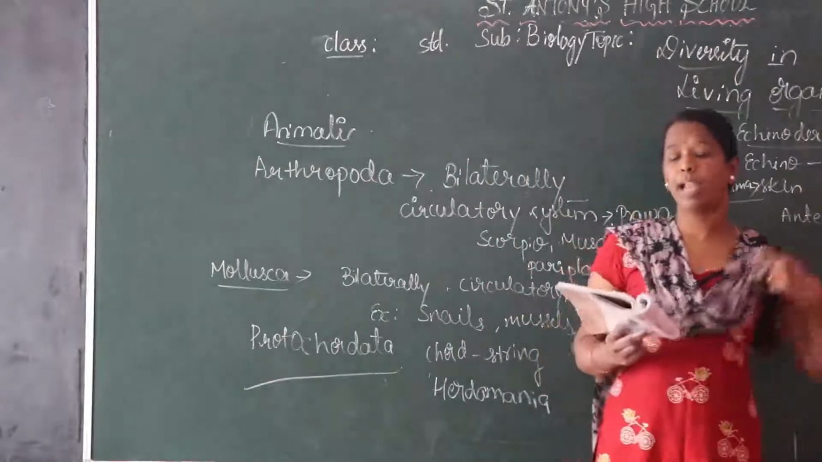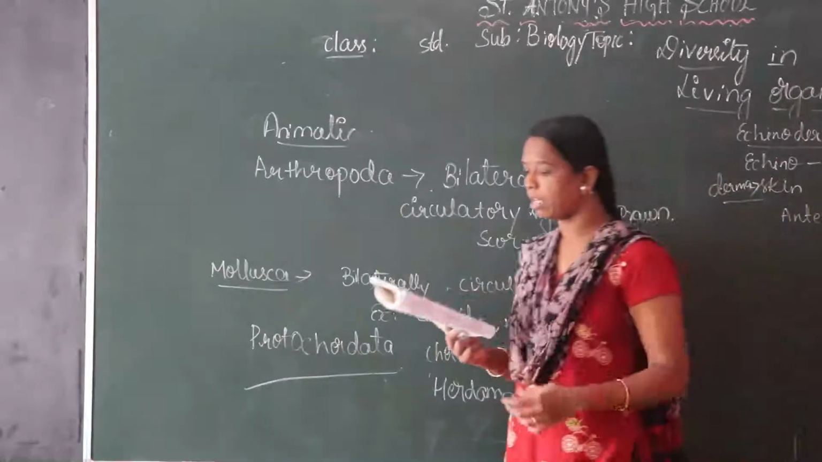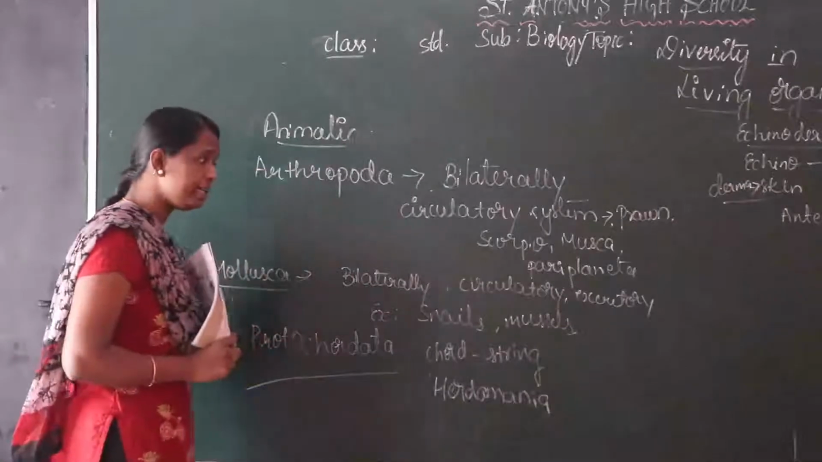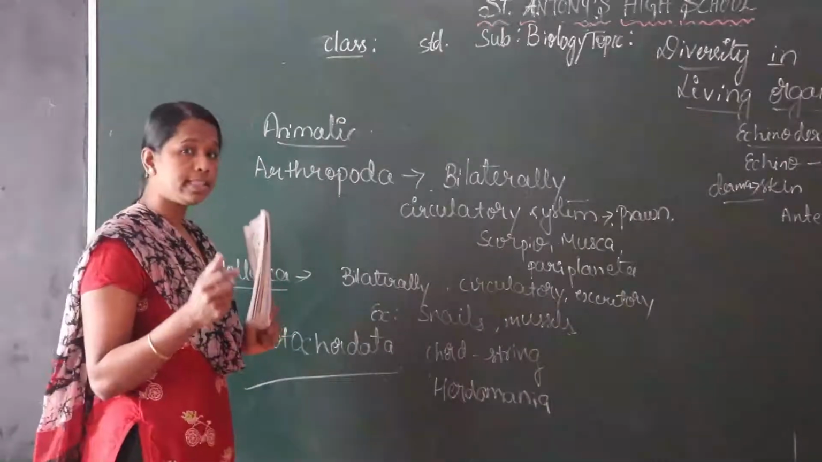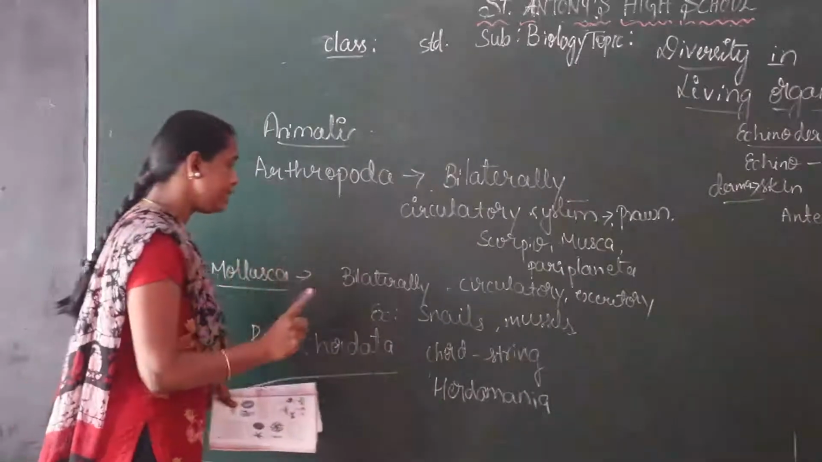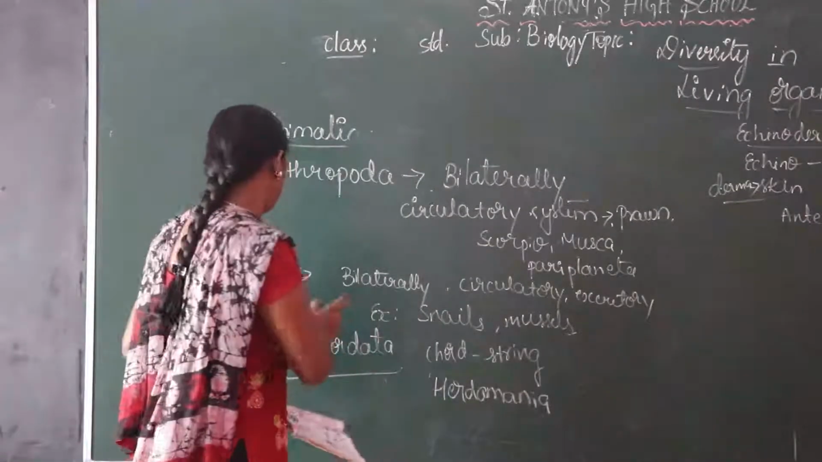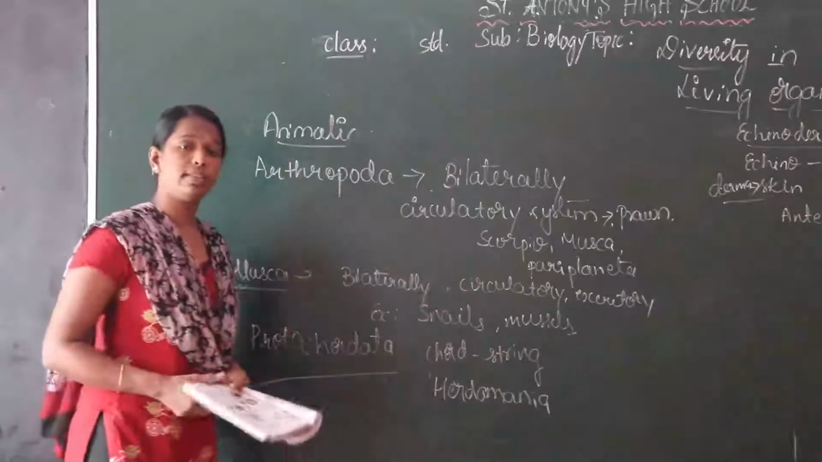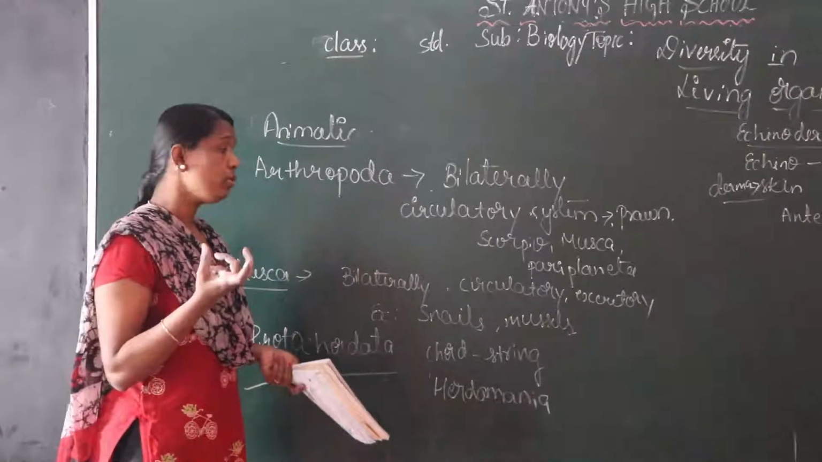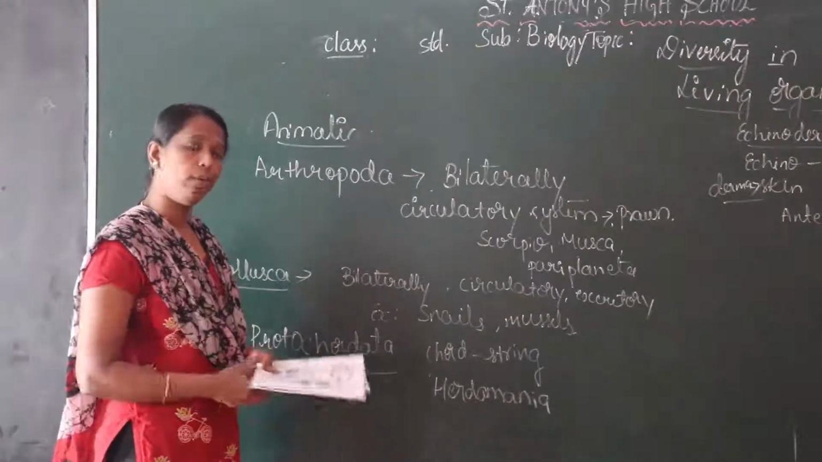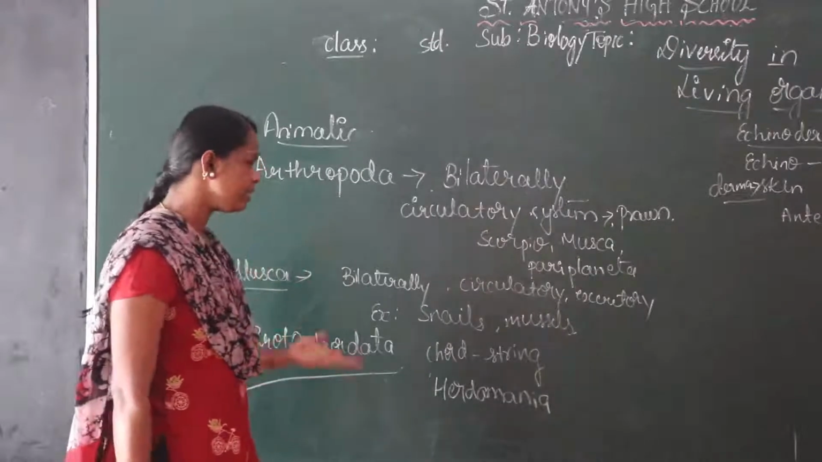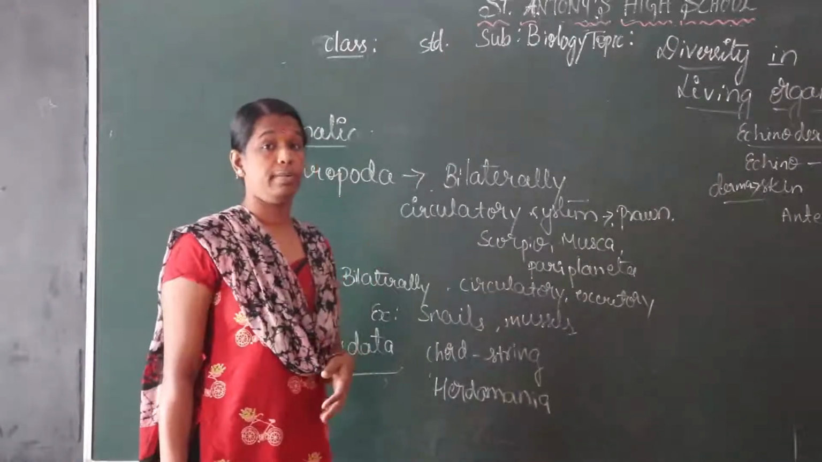Next, Mollusca. Children, in this group of animals, they are bilaterally symmetrical, and they have an excretory system as well as a circulatory system. The excretory system is also present in the Mollusca group. Consider seafood. Seafood is made from sea animals. What are the sea animals? Snails, mussels, and some seashell animals.